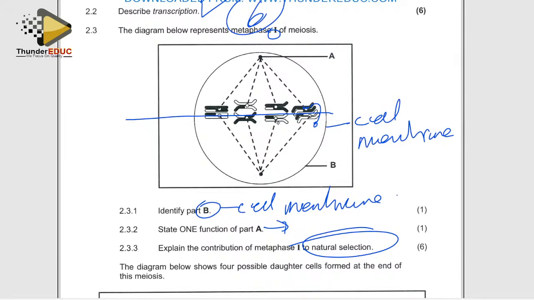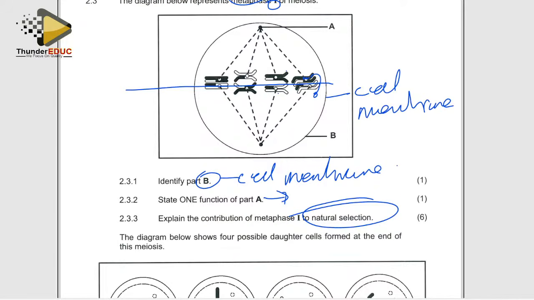What if this one is on the other side? Automatically they will form different combinations. Because they align themselves along the equator randomly, we don't know which one is on which side. So they create different gametes. These gametes have different chromosomes, and these different chromosomes help in forming different individuals who are going to adapt to the environment differently.